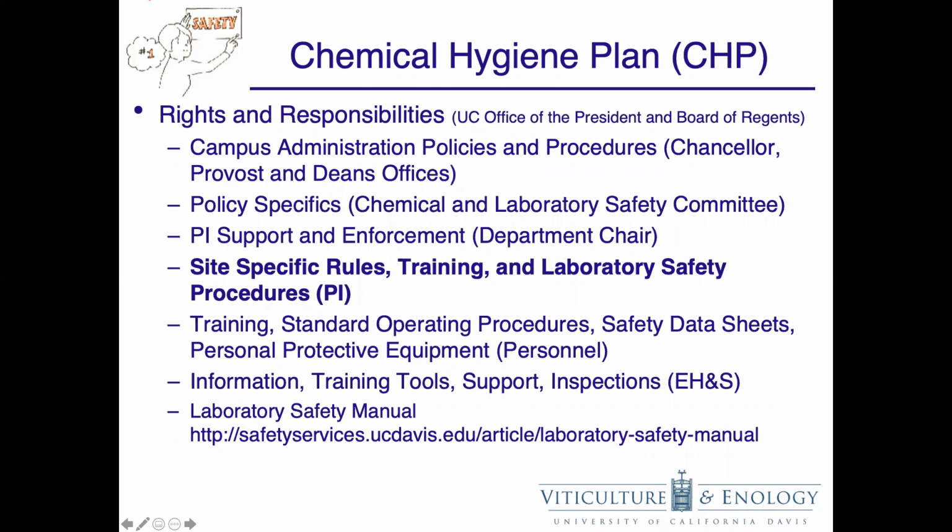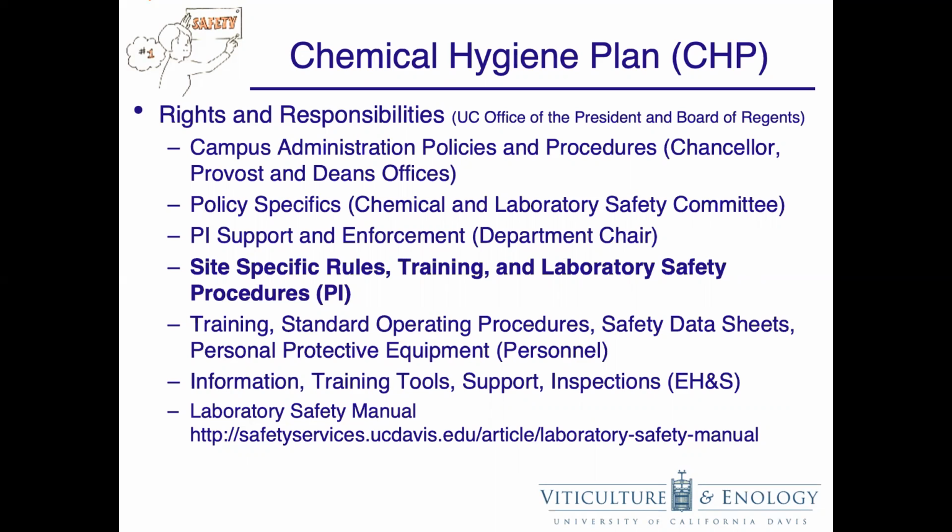The Chemical Hygiene Plan also details the rights and responsibilities of each of the following parties as determined by the UC Office of the President and Board of Regents. Campus administration policies and procedures are the responsibility of the Chancellor, Provost, and Dean's offices. Policy specifics is the responsibility of the Chemical and Laboratory Safety Committee. PI support and enforcement is the responsibility of the department chair.